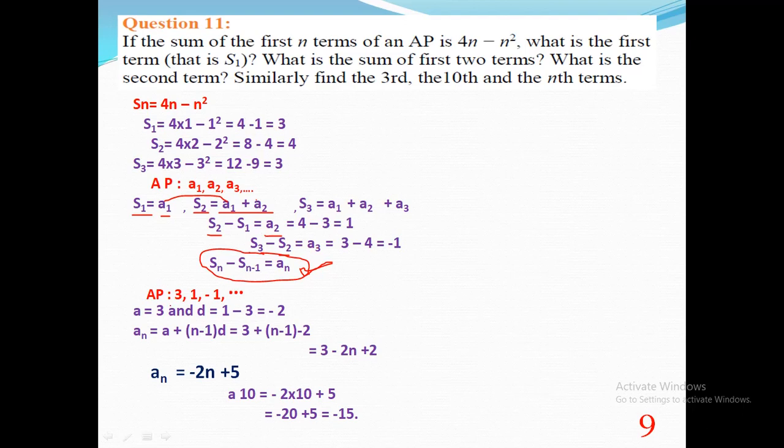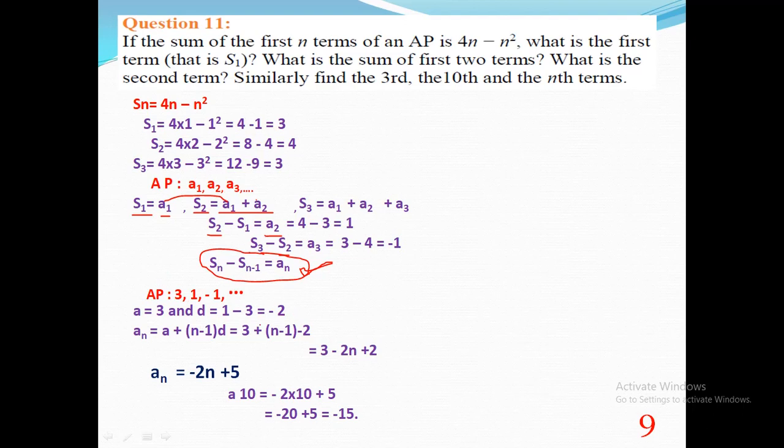So I write the AP this way. The AP is A1 equal to 3, A2 equal to 1, A3 equal to minus 1. Don't confuse between S1, S2, S3 and A1, A2, A3. They are different. S1, S2, S3 are sums of first one term, first two terms, first three terms. A1, A2, A3 are simply terms: first term, second term, third term. So 3, 1, minus 1 is the AP. In this, A equal to 3, D equal to 1 minus 3, that is minus 2.